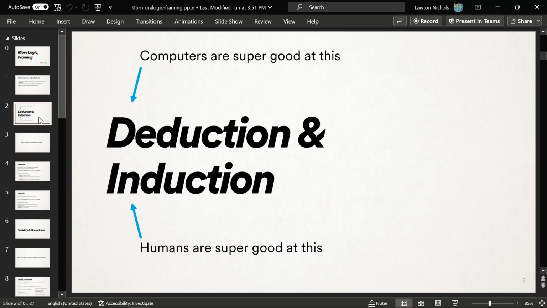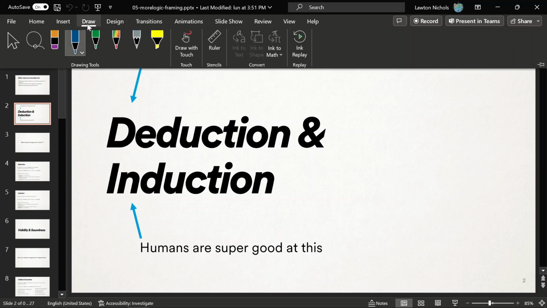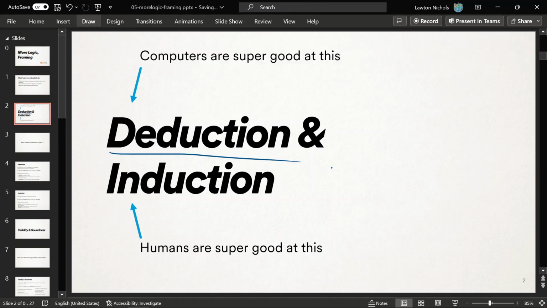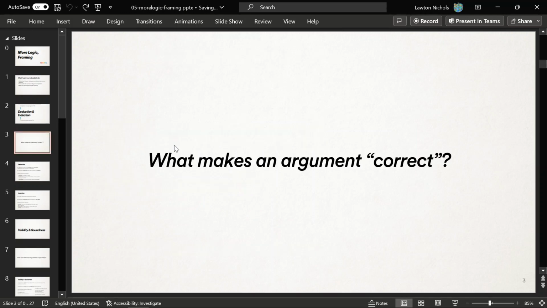I guess first, before I define either of them, deduction is something that computers are awesome at: just plug things in, discover truth or falsehood. And then induction is something that humans are much better at. I guess AI is getting better at this, but humans are good inductive reasoners, right? And so these two terms are going to help us answer this question: what makes an argument correct, for some definition of correct?